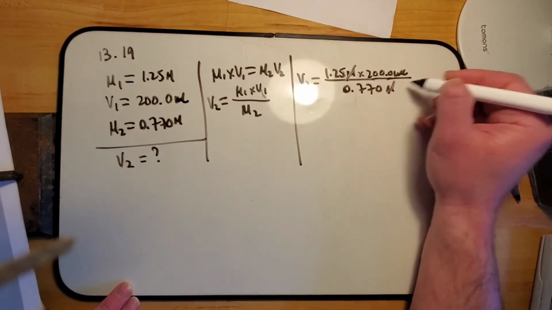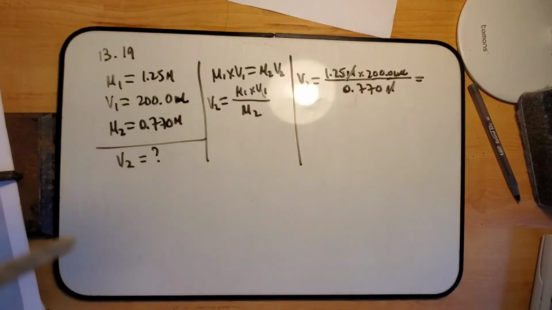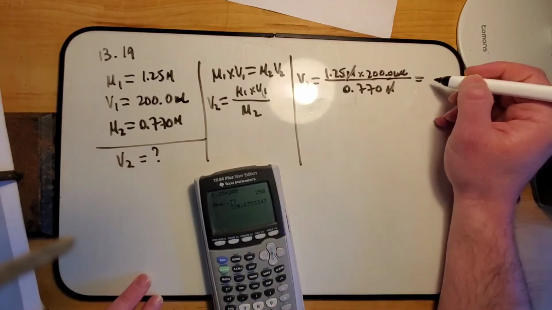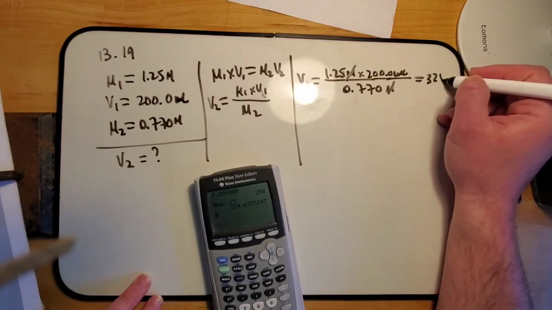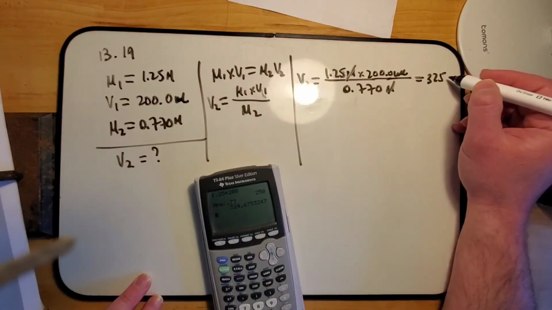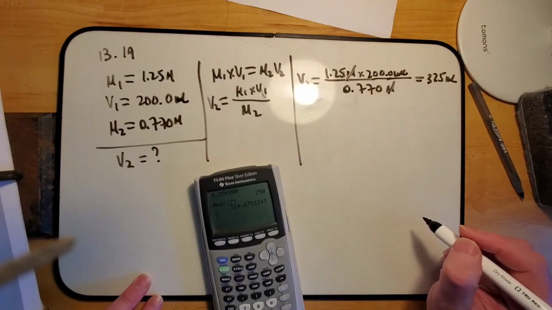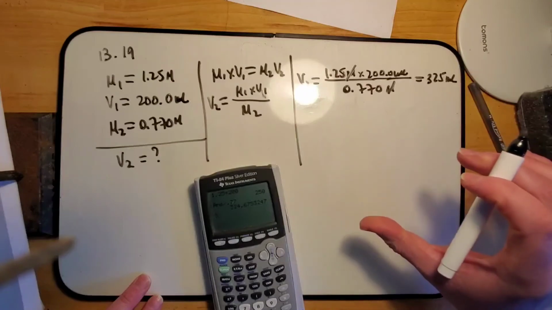Again, molar cancels out. So I got 3 significant figures here as the answer for this particular operation: 1.25 times 200 divided by 0.770. I got here 325 ml. And this has to be the total volume in the same flask.